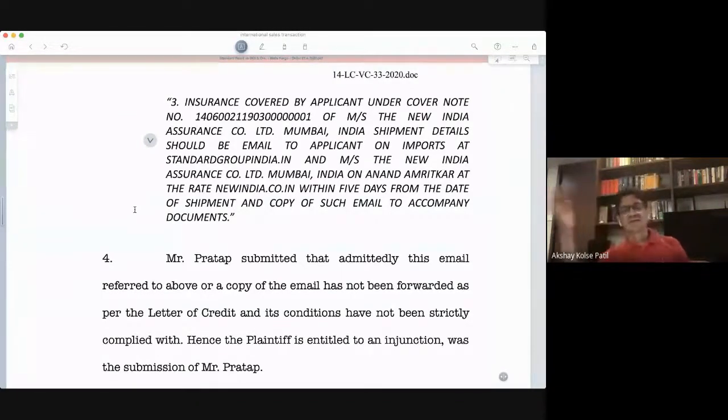It is clear, therefore, that the bank has to only look at the document, not even look at the form of the document, or the legal effect of the document. It just has to see whether the conditions of the letter of credit have been fulfilled and the documents as required by the letter of credit have been presented.